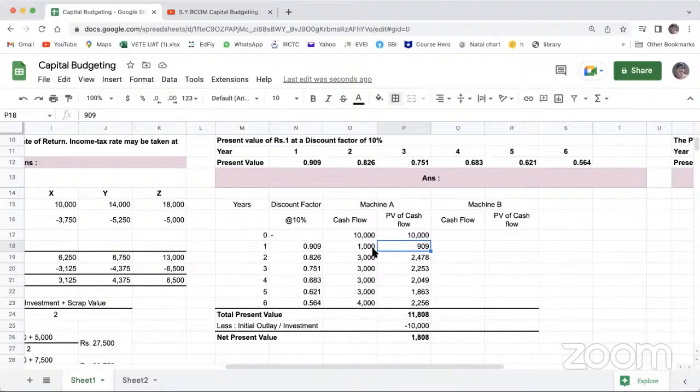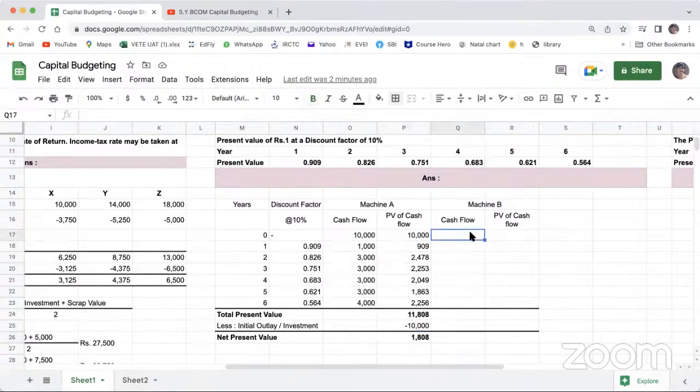Do it for all the years for which information has been provided, then add from year 0, the initial investment, up to the last cash flow given, and from that minus the initial investment, or initial outlay. You get the net present value of that particular machinery or project. Here it is a machine; sometimes it can be a project.